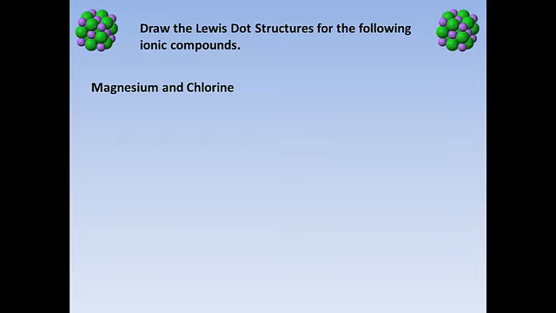In this example, you have magnesium and chlorine forming a compound. Magnesium is Mg and chlorine is Cl. Magnesium is in group 2, so it has 2 valence electrons. Chlorine is in group 17, so it has 7 valence electrons. Magnesium is the metal, so it will donate electrons to chlorine.